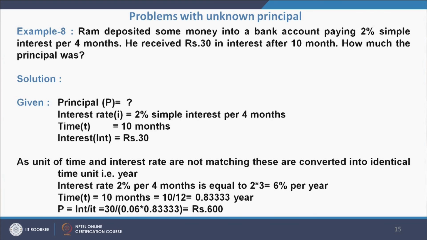So, again we are using the equation P is equal to interest divided by I t. So, interest is known, 30 rupees, divided by the value of I and t, it gives you the principal as 600.